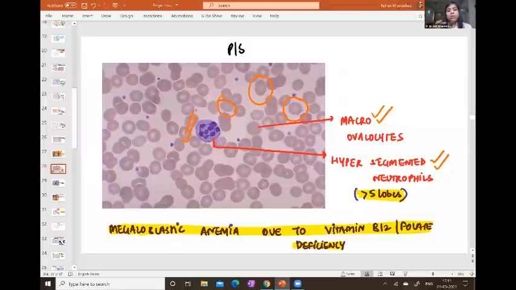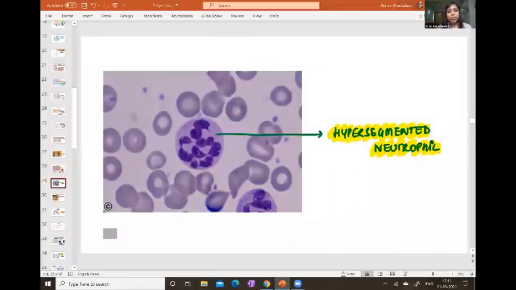So whenever the lobes are more than 5, start thinking in your mind that yes, the DD is going to be megaloblastic anemia due to B12 or folate deficiency, right? So macro-ovalocytes and hypersegmented neutrophils, you know how to identify them. This is a better picture to show you a hypersegmented neutrophil. You can see how many lobes are there in this neutrophil, right? So this is a better hypersegmented neutrophil for all of you.